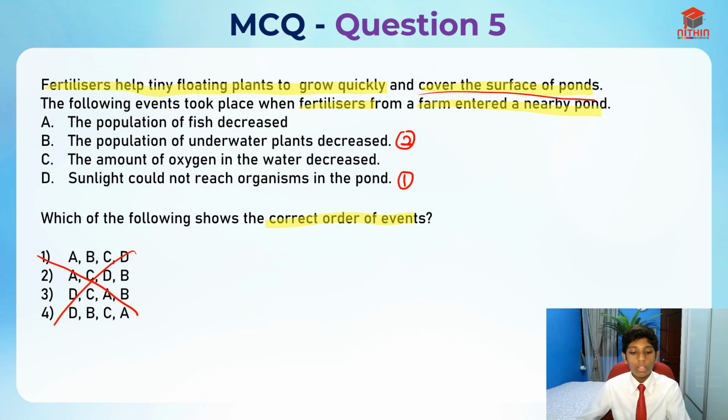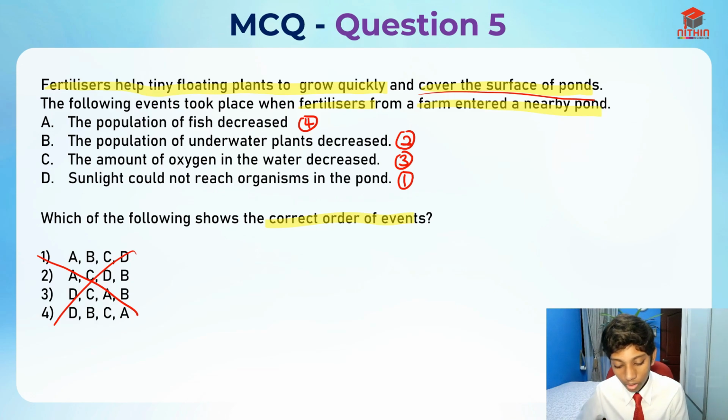So after that, the amount of oxygen in the water decreased because the population of the underwater plants actually decreased, so the plants can't photosynthesize to produce oxygen anymore. So the amount of oxygen in the water decreased. So this is the third event. So C is number 3. And then lastly, the population of the fish decreased because there is not much oxygen in the water, and the fish need oxygen in order to survive, but there is no oxygen. So the population of the fish decreased and more fish died than lived.